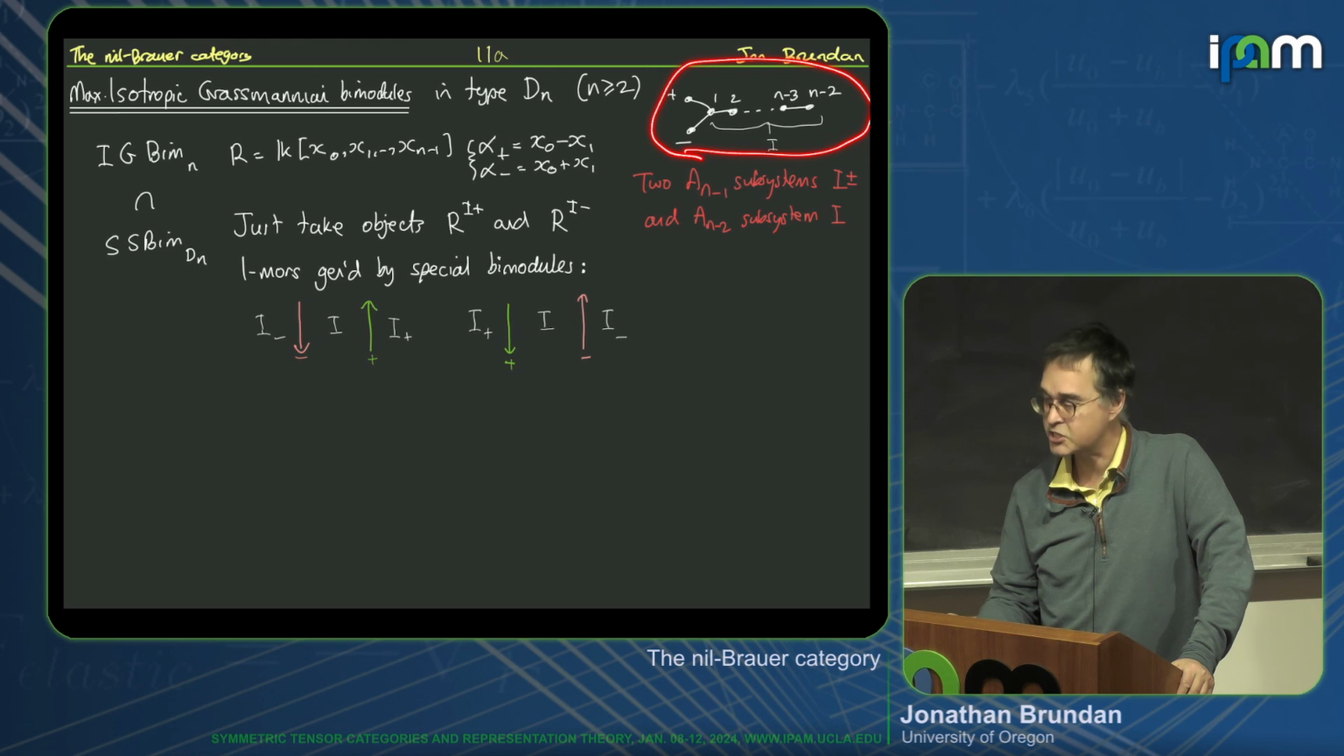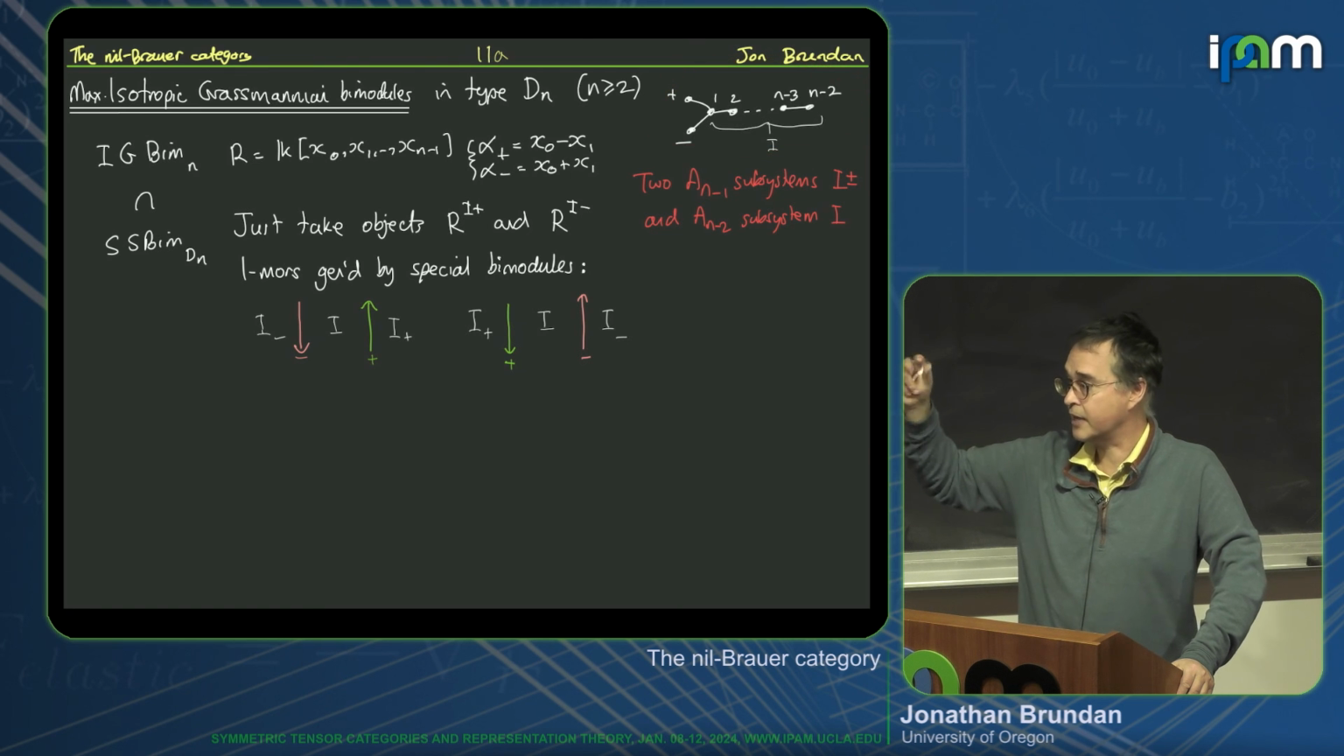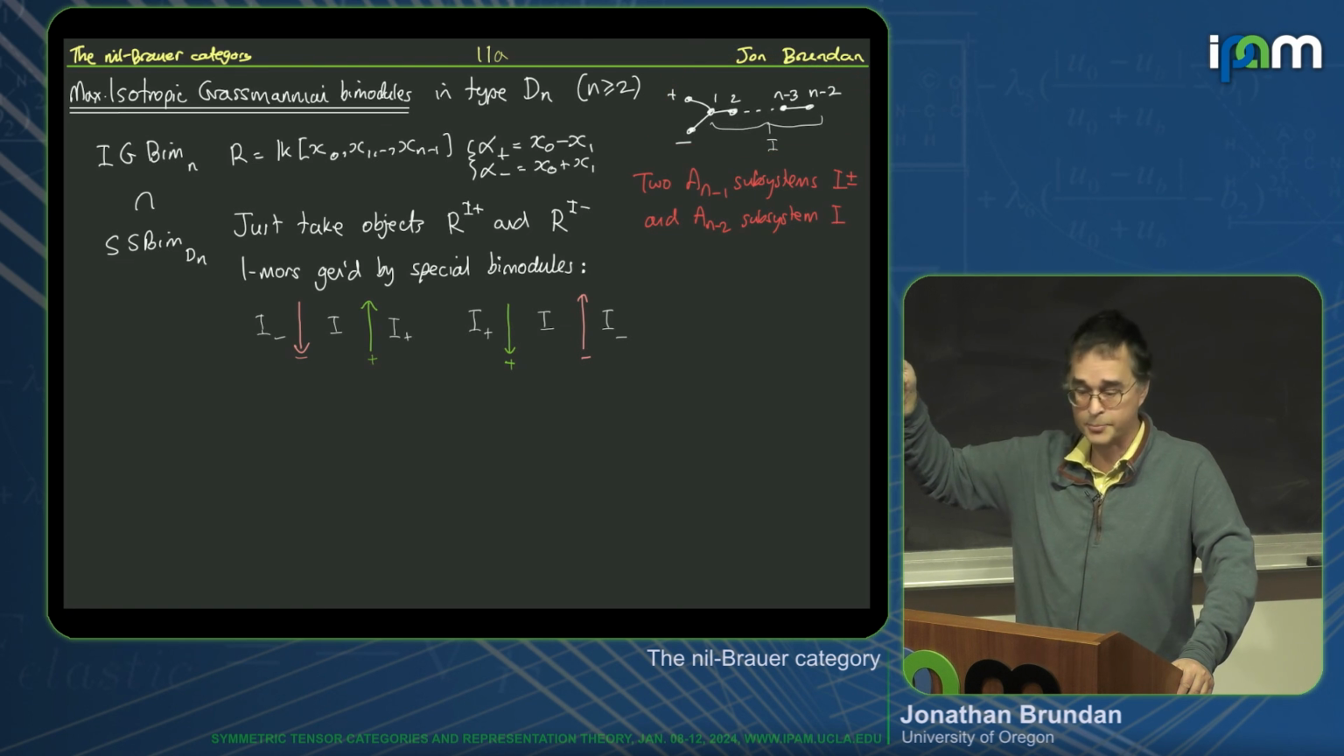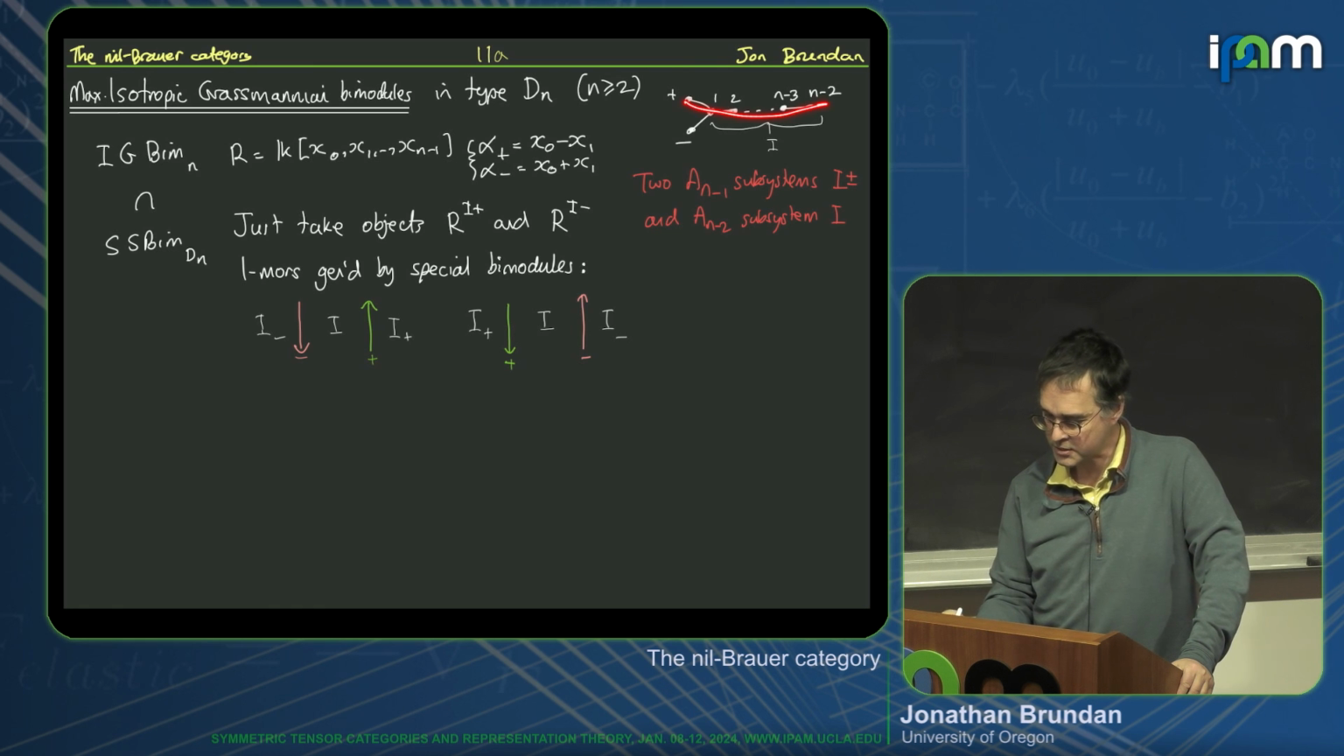This is about the root system of type D. So there's my Dynkin diagram. I label the two n nodes plus and minus. So this is D_n. It has two different A_{n-1} subsystems, plus and minus. And then it has one A_{n-2} subsystem, and I use I for those vertices.